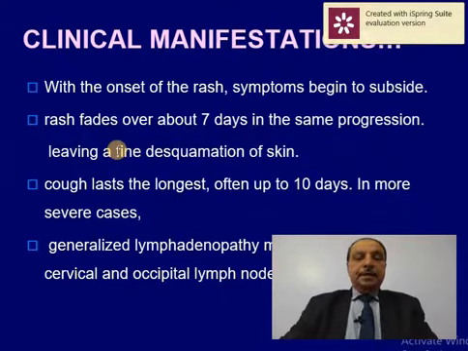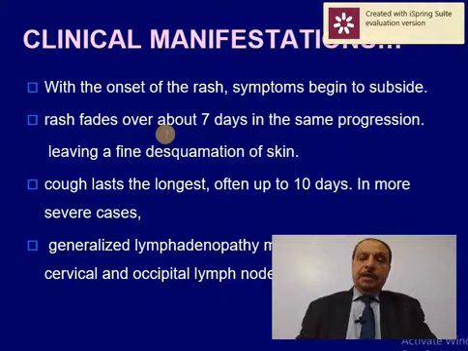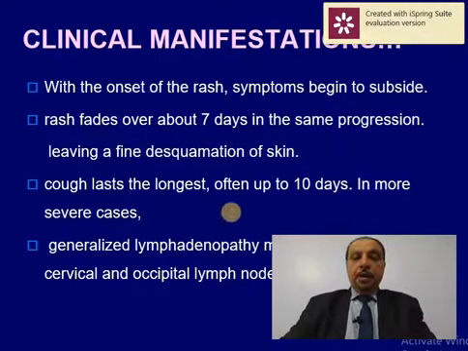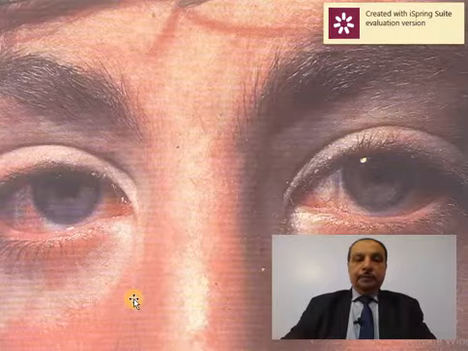Usually in measles, there is a dry, very irritative cough, and usually it lasts for a long time, often after relief of the rash. It will take about 10 days, and some cases may be more than that. One of the clinical manifestations is generalized lymphadenopathy with cervical and occipital lymph nodes.